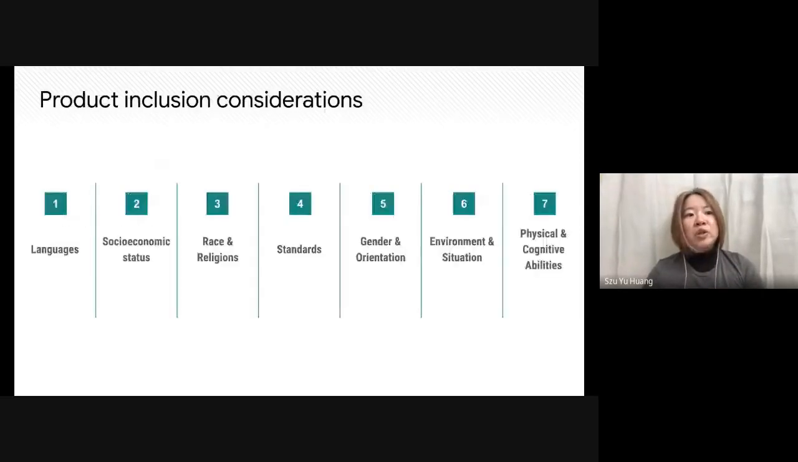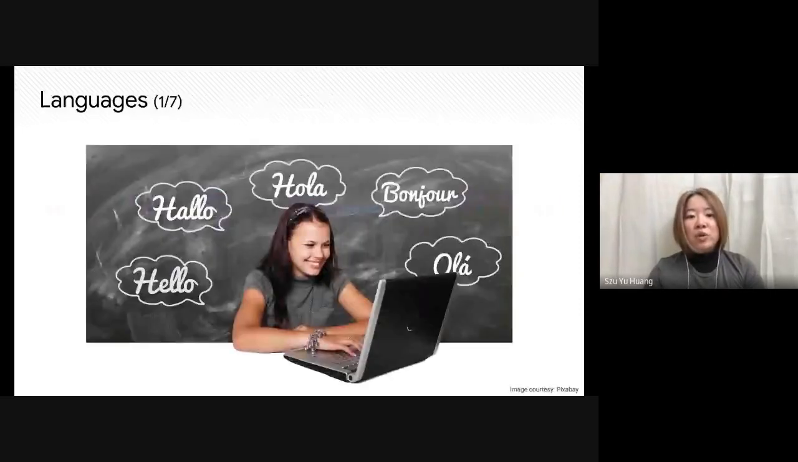Next, we are going to talk about the product inclusion considerations. There are seven buckets: languages, socioeconomic status, race, religions and standards, gender and orientation, environment and situation, and physical and cognitive abilities. First, we are going to cover languages. The image shows a girl using a laptop with different languages of hello on the blackboard behind her.